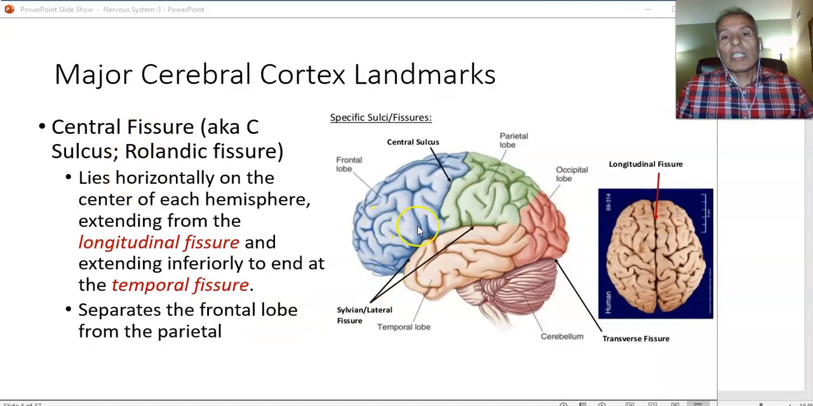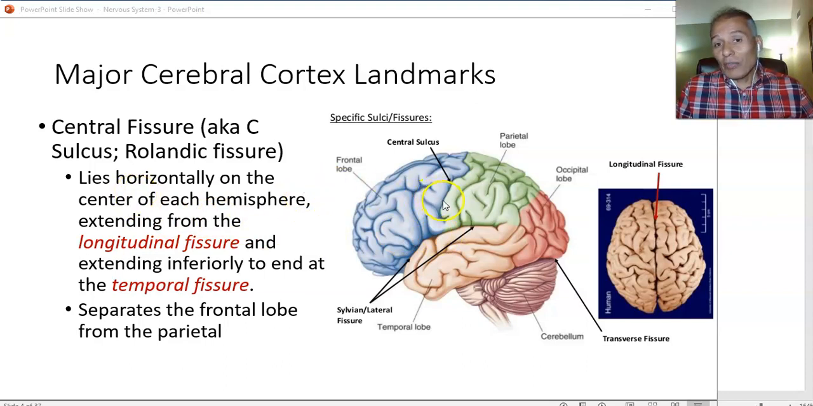Then we have the central fissure, and the central fissure divides the frontal lobe from the parietal lobe and extends from the longitudinal fissure superiorly down to the temporal fissure, and it's transverse, kind of perpendicular to the temporal fissure.